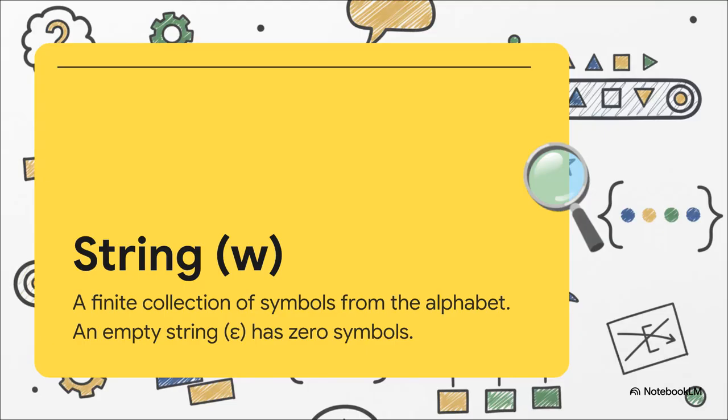Okay, so what happens when you take some symbols from your alphabet and arrange them in a sequence? You get a string. Now, here's a really important one to remember. The empty string, which we write as epsilon, is a totally valid string, it just happens to have 0 symbols in it. Don't forget that one.